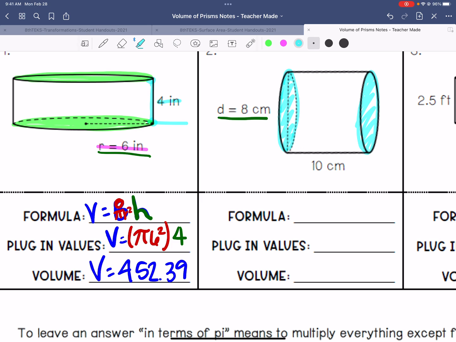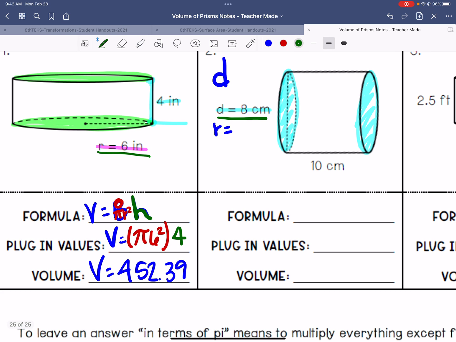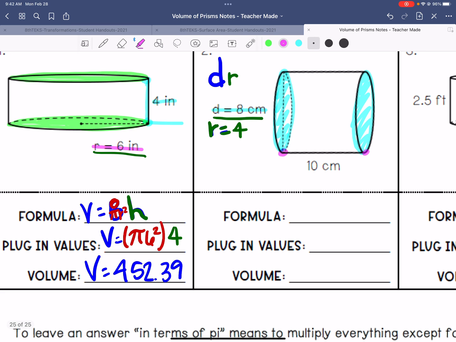Okay, it tells us that we have a diameter of 8, which we know means we need to find our radius because we can't use our diameter. Our diameter goes all the way across the circle, and the radius only goes halfway across the circle. So our radius is going to be 4, half of 8. And then our height is whatever is connecting those two circles together, which is this measurement of 10.